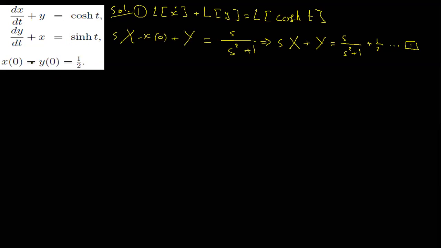Now let me apply. Doctor, yes, David. Where did the half come from? The initial condition, x0, is given here. This x0 is given here. It's half. I move it to the right-hand side, so it's a plus half.